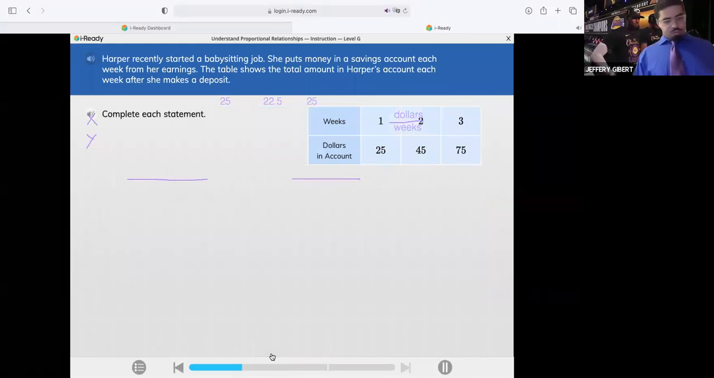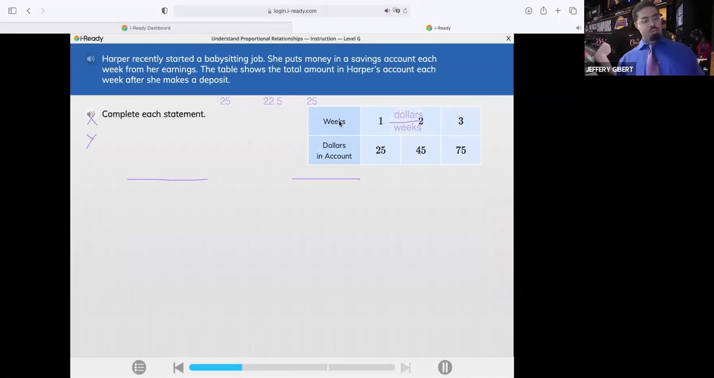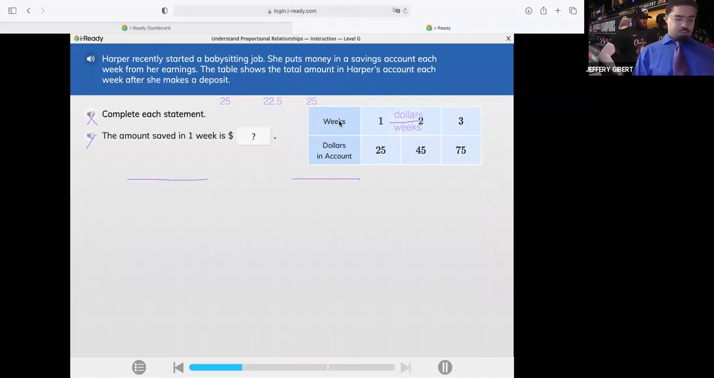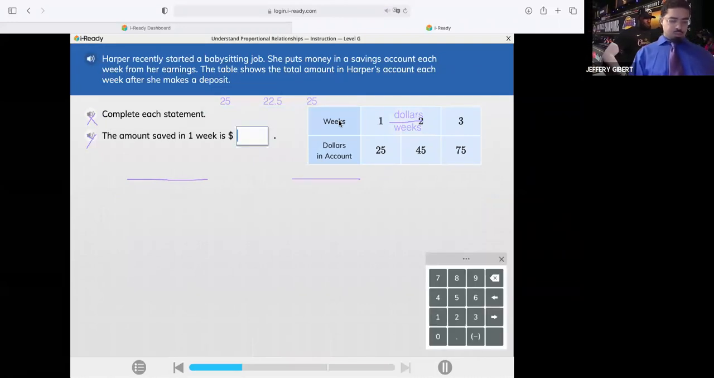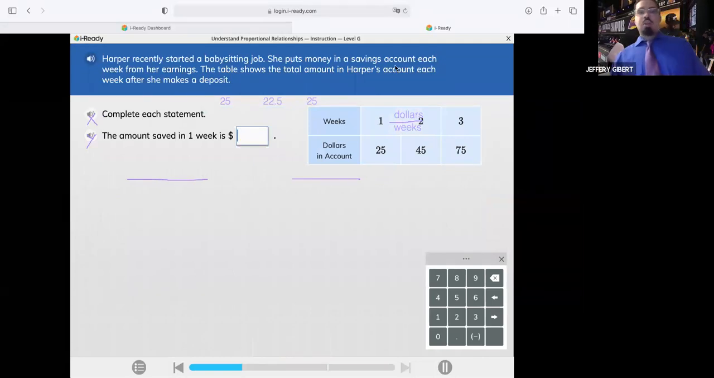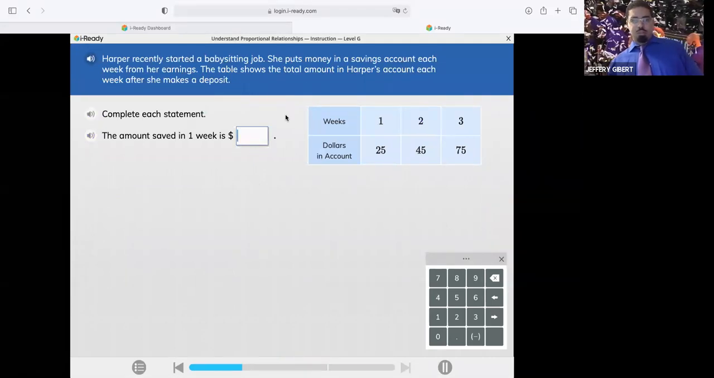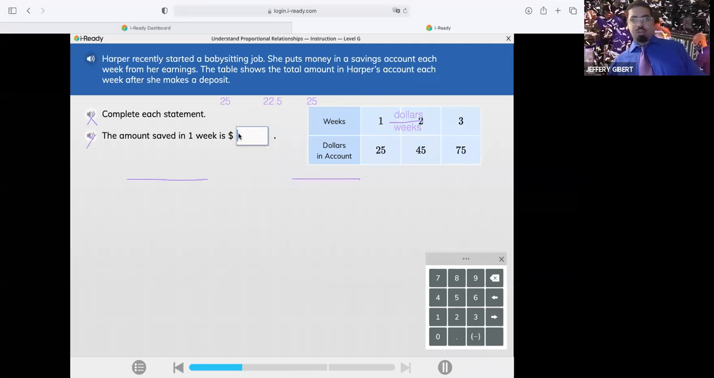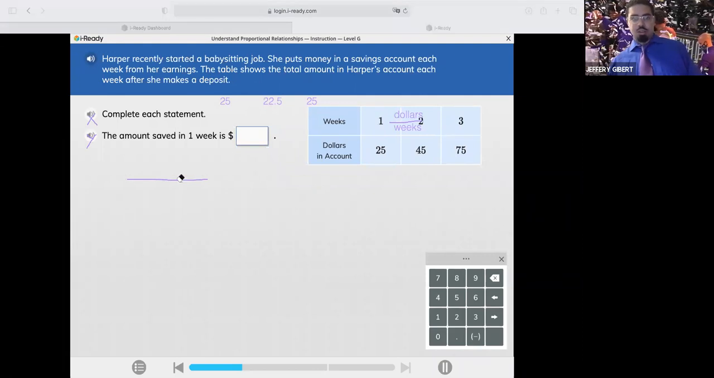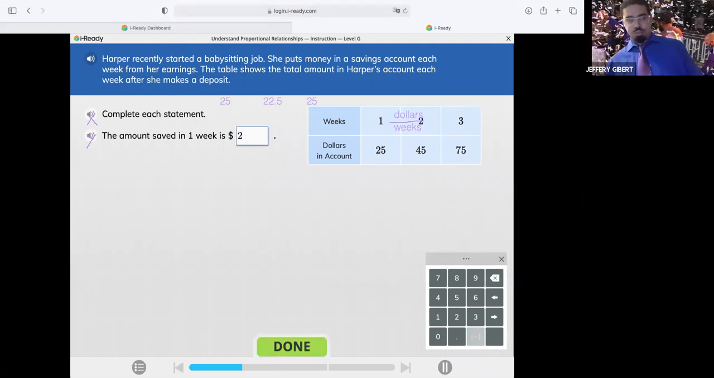Let's find the amount saved per week over 2 weeks and compare it to 1 week. Complete each statement. All right, so Kayla Reyes. The amount saved in week 1 is how much? $25. That's correct. Wait, mine's different. What's yours say?